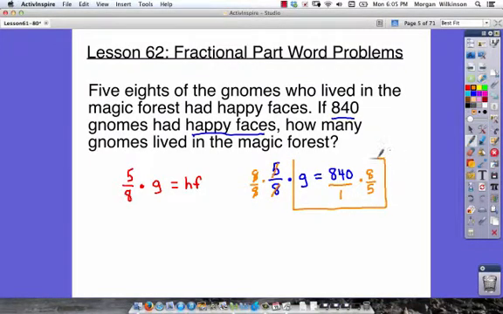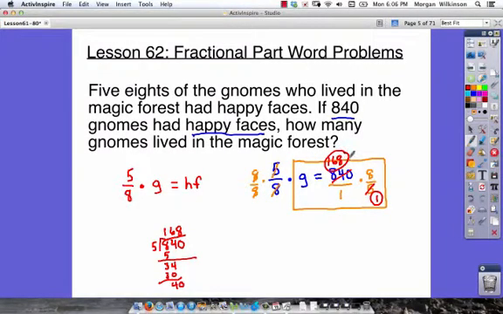This box will tell us how many gnomes there were in the magic forest. Now 840 is definitely divisible by 5. Let's see what we get when we do that division. 840 divided by 5. Well, 5 goes into 8 one time. We get 5 with 3 left over, and we bring down our 4. 5 goes into 34 6 times. We get 30 with 4 left over. We've got just enough room to bring down our 0, and we know 5 goes into 40 8 times exactly. So we get 168. We can say, well, the 5 is going to become a 1, and the 840 is going to become a 168.